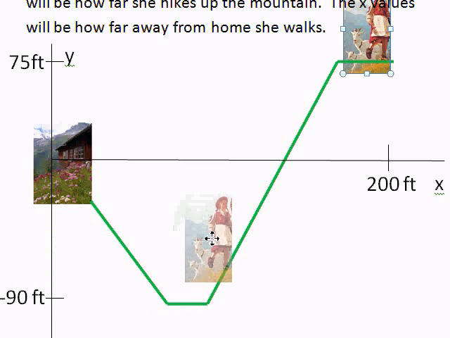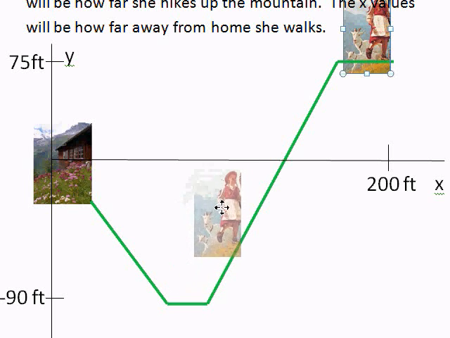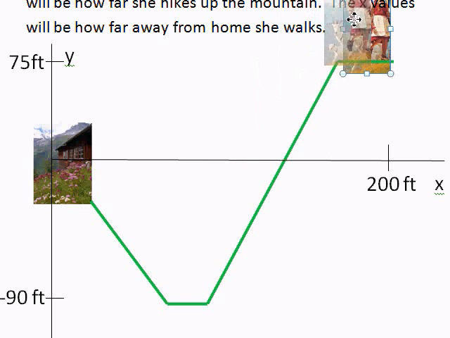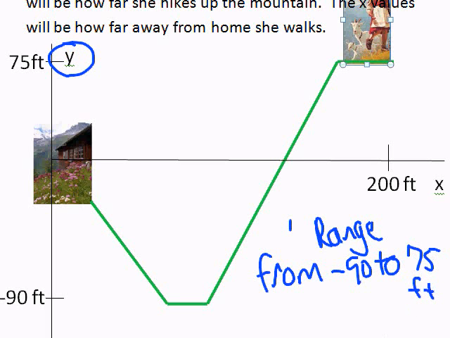And then she hiked back up the mountain, so that was the lowest value that she hiked down to. She hiked back up the mountain, and she hiked and hiked until she got all the way up to 75 feet above the house. So the range would be from the lowest place on the graph, negative 90, to 75 feet. Now range, again, our y values, she walked all the way down to negative 90 and all the way up to 75. So it's from negative 90 to 75 feet.